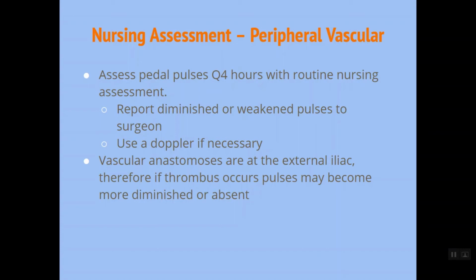And I mean this with all seriousness. You need to make sure that you're feeling those pulses, that you're assessing them, because if, for example, a clot embolizes from that anastomosis and down that artery, that can occlude blood flow to that lower extremity, and it is a surgical emergency at that point. We have had this happen to some of our patients, unfortunately. Even if it's in the middle of the night, you want to make sure to report this finding. The vascular anastomoses are to the external iliac. Therefore, if a thrombus occurs, pulses may become more diminished or absent.